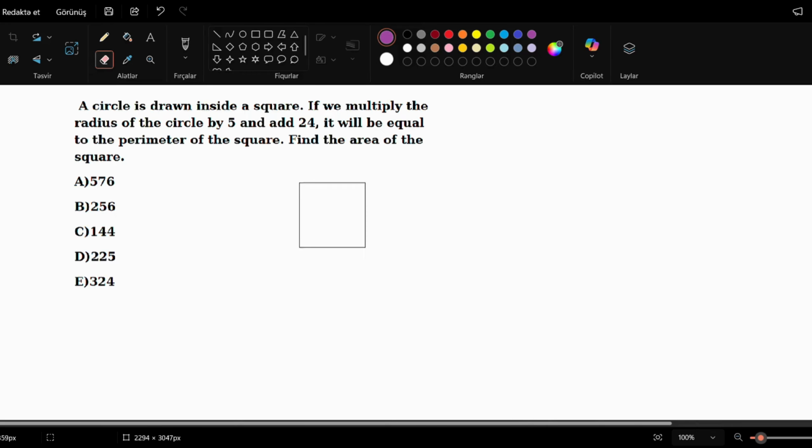The problem is as follows. A circle is drawn inside a square. If we multiply the radius of the circle by 5 and add 24, it will be equal to the perimeter of the square. Find the area of the square.